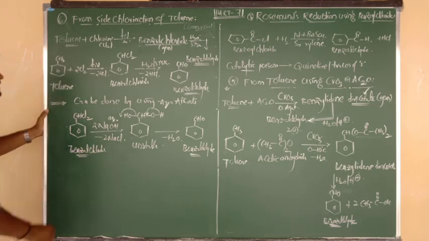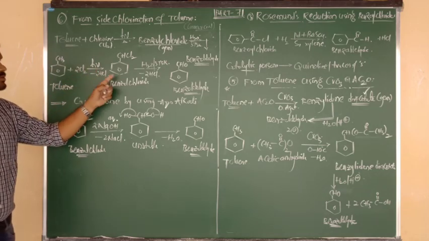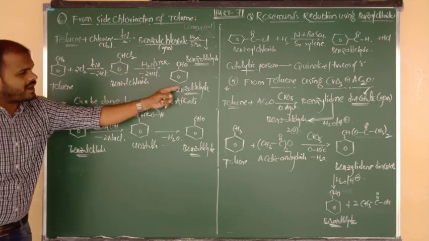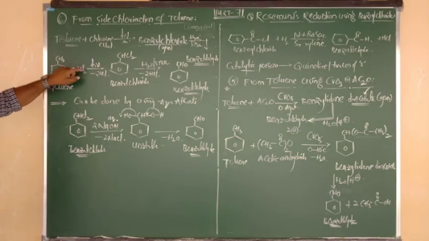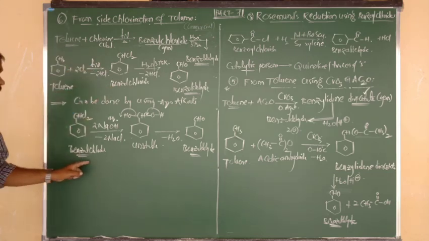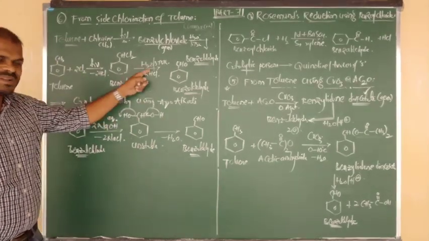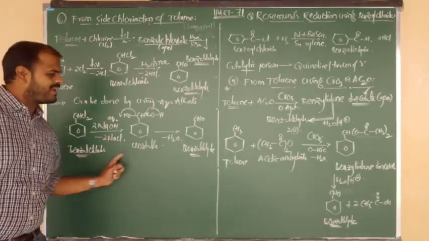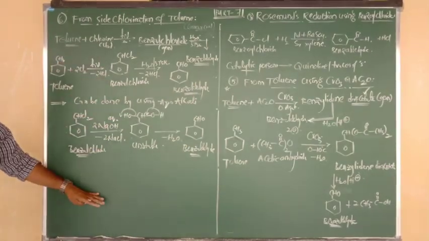Once again I am going to give the statement. Toluene on reaction with chlorine in presence of sunlight gives benzyl chloride, and followed by hydrolysis gives benzaldehyde. Or toluene on reaction with chlorine in presence of sunlight gives benzyl chloride, and followed by alkaline hydrolysis gives benzaldehyde. You can say hydrolysis, you can say alkaline hydrolysis. They will give the same product, that is nothing but benzaldehyde. I hope you understand this.